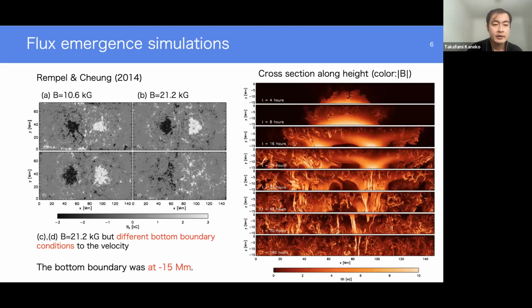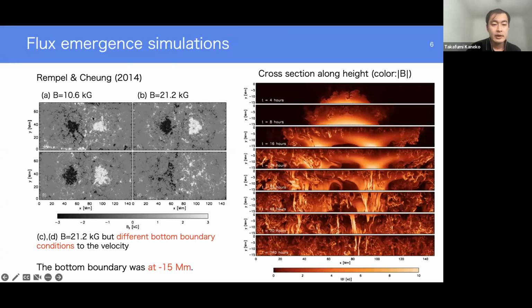This is one example of a flux emergence simulation by Rempel and Chen 2014. Basically, by including realistic convection, we can reproduce a realistic magnetic distribution of a sunspot like this. And we can change the magnetic parameters. For example, panel A shows the result using an initial field strength of 10.6 kilogauss, and in the case of B, the magnetic field strength is twice larger.